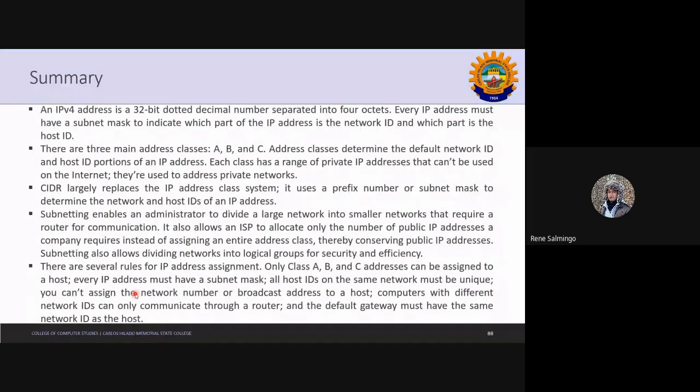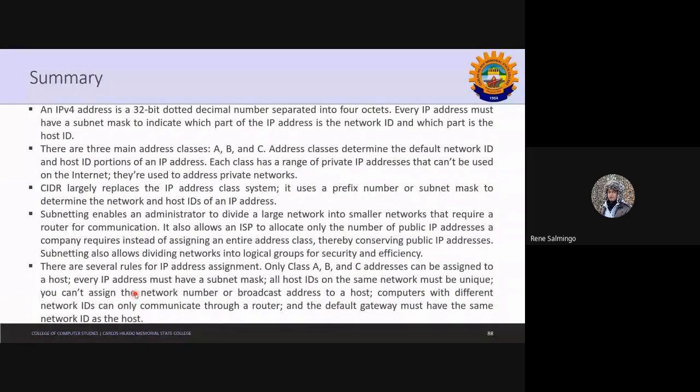Subnetting enables the administrator to divide a large network into smaller networks that require a router for communication. It also allows an ISP to allocate only the number of IP addresses the company requires instead of assigning an entire address class, thereby conserving IP addresses. Subnetting also allows dividing networks into logical groups for security and efficiency.